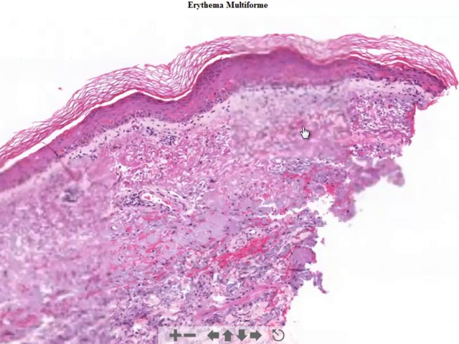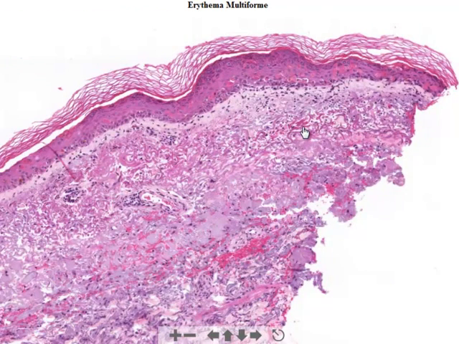Now at higher power we can begin to appreciate some more distinctive features to the specimen. Again, we have a mostly intact basket weave stratum corneum. Within the epidermis we see many pink apoptotic or dyskeratotic keratinocytes. Now these cells are located along the basal layer, but we can also see cells extending into the mid and upper epidermis. Let's take a look on higher power.